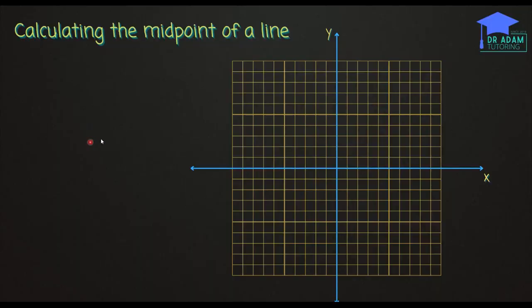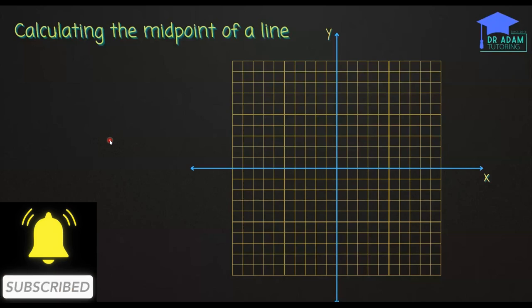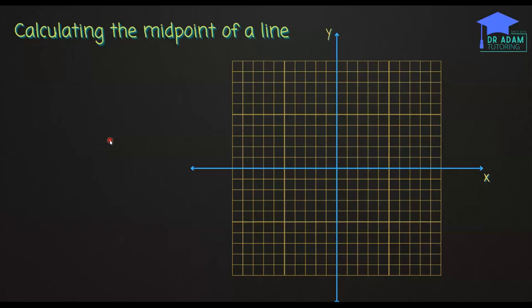Welcome to episode 5 of the coordinate geometry series. Today we will be looking at the calculation of the midpoint of a line. Now we can only find the midpoint of a line if the line is finite in length. That is, the ends of the line are defined by two distinct points.